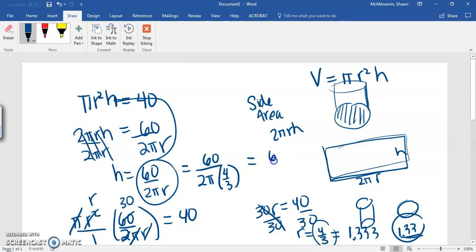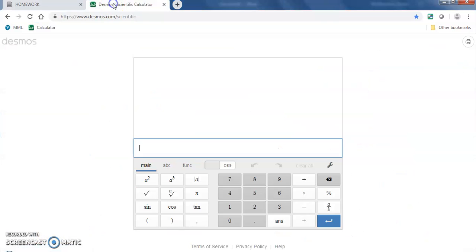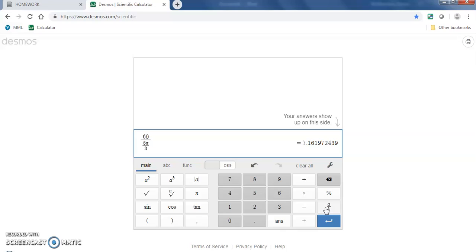So this gives you 60 over 2 pi times 4 over 3, which is 8 pi over 3. So 60 divided by 8 pi over 3. So in our calculator, we'll go 60 divided by, and then another fraction, 8 pi on top, and then over 3. And we get 7.16. And so, okay, I see. So that is how I would enter it.